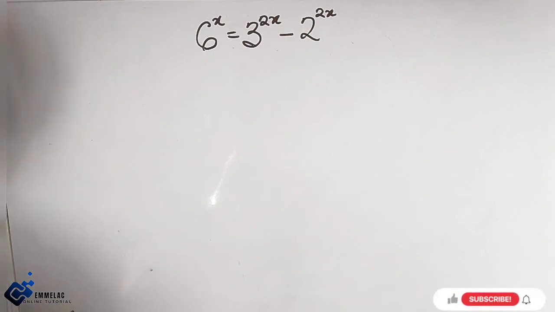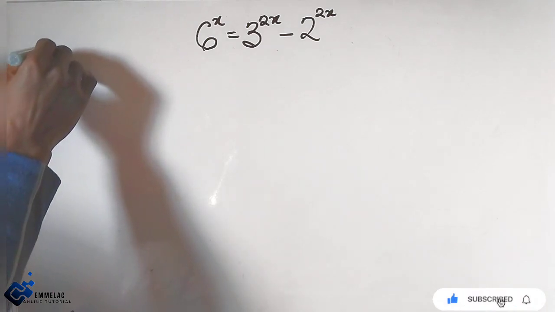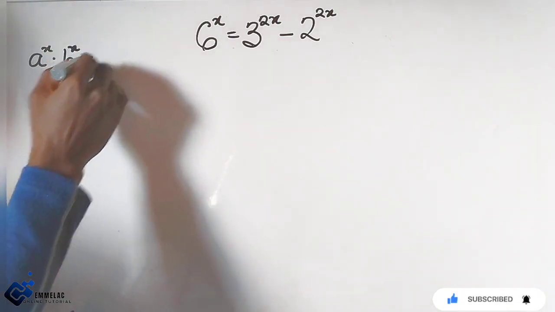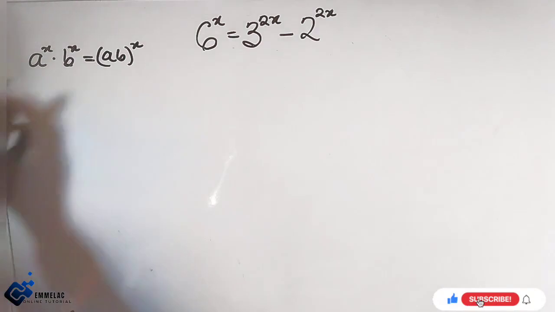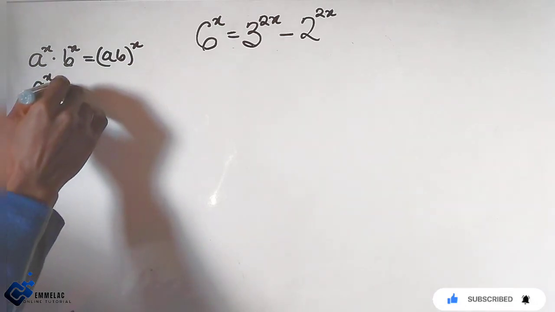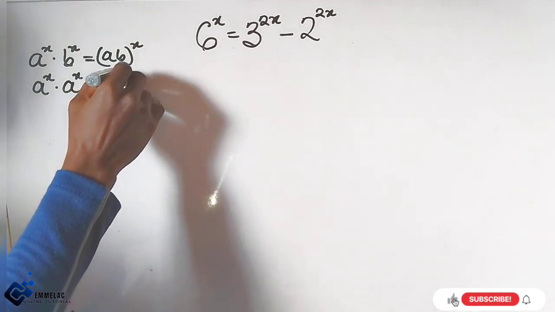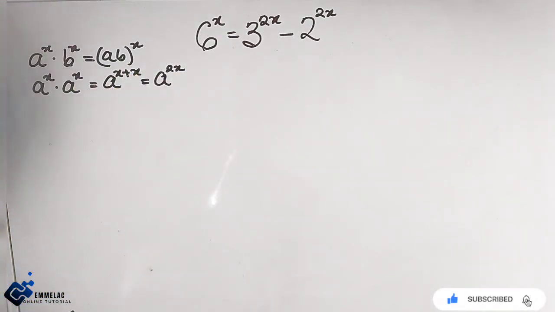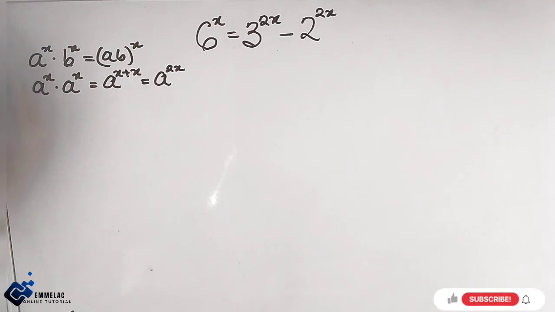Now let us recall from the laws of indices. One of those laws says that a raised to the power of x times b raised to the power of x gives us ab all raised to the power of x. Let us also recall that a raised to the power of x times a raised to the power of x gives us a raised to the power of x plus x, which gives us a raised to the power of 2x. Now let us implement these laws into this given expression.